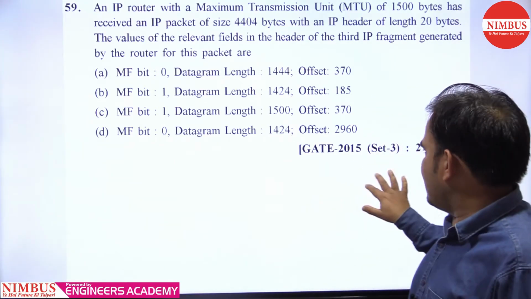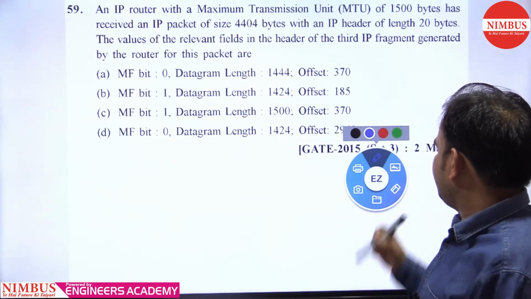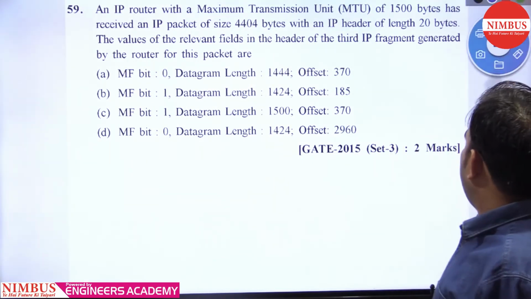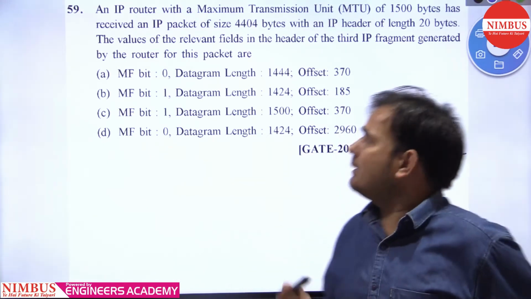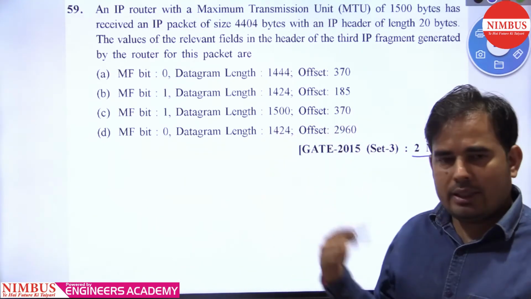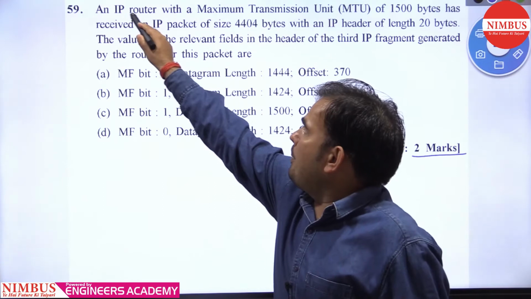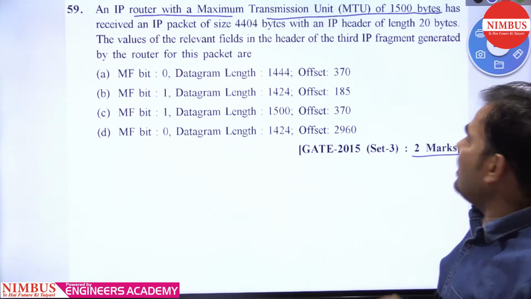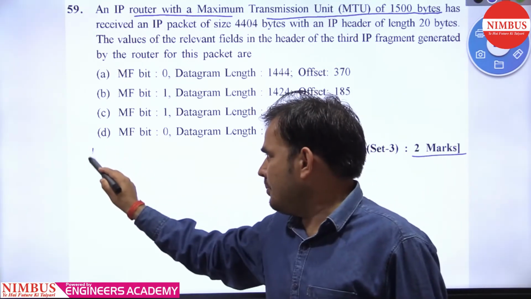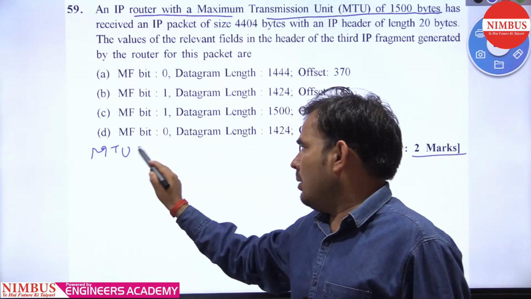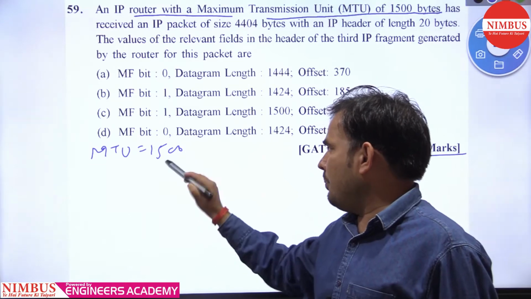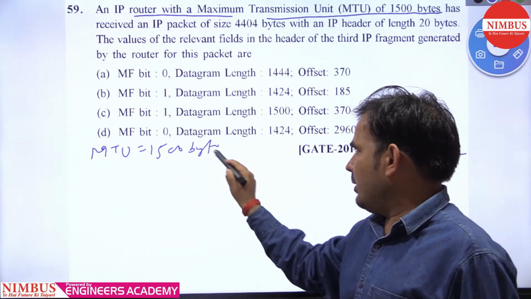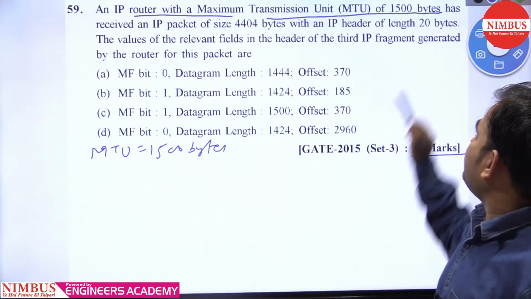Friends, this question was asked in GATE 2015 for 2 marks. So let's see what it is saying and what it is asking. An IP router with a maximum transmission unit MTU of 1500 bytes. This is the maximum transmission unit of a router, meaning it can transmit 1500 bytes at a time.